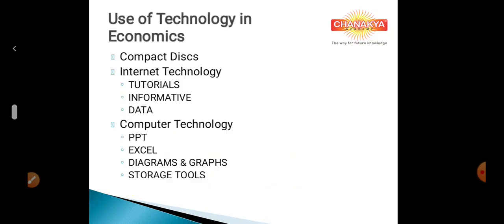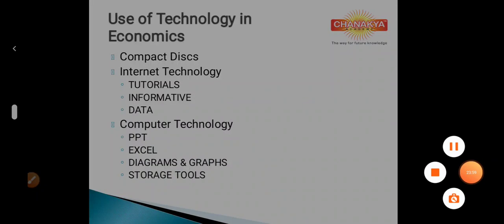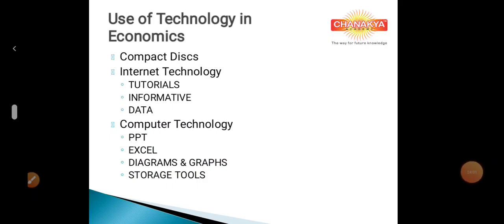Moving ahead. Second topic, internet technology, the most favorite of everyone. Everybody is aware of it, everybody is using it. But this is a technology that must be used in the proper way and in the required way. Internet is another facility created by the digital world, which every one of us has used. But the use of the internet in economics can be summarized by using it for the purpose of tutorials.